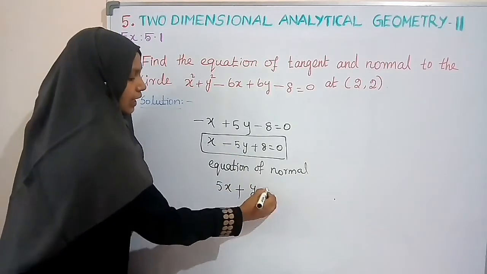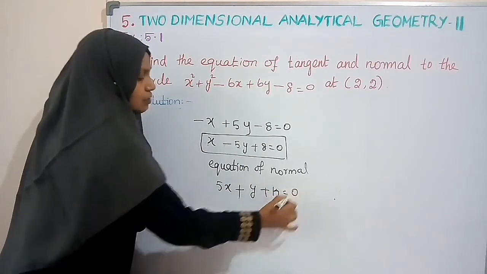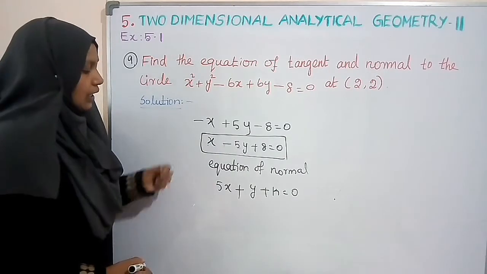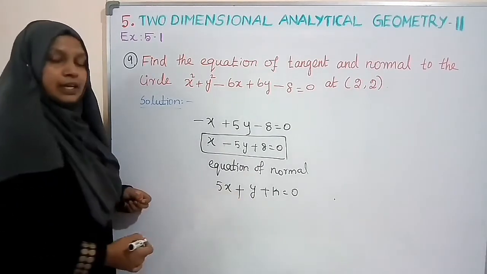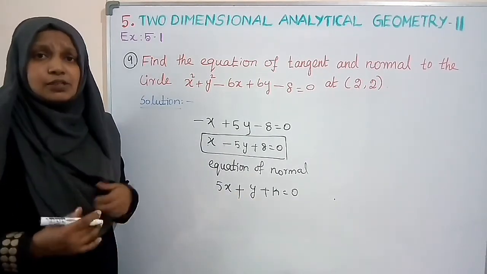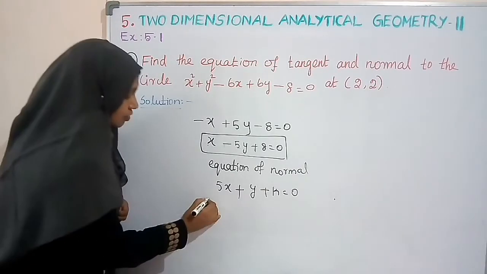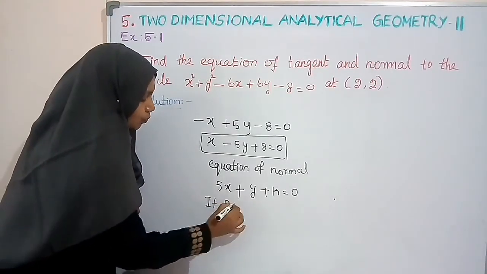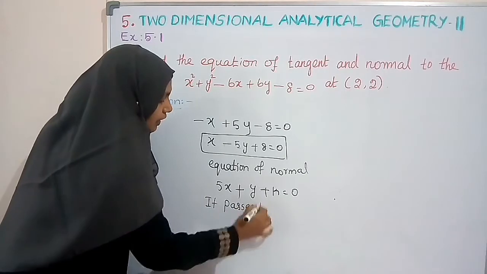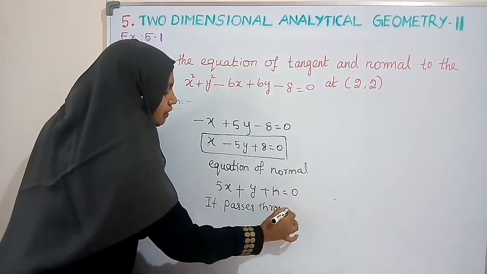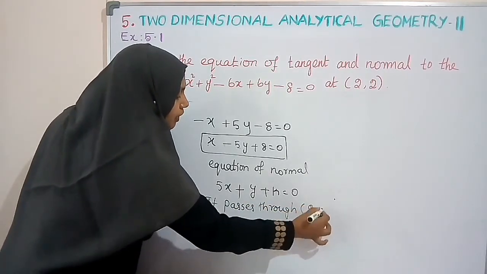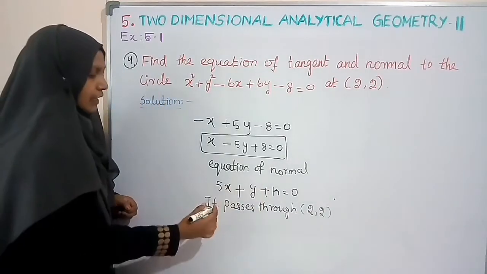5x plus y plus k is equal to 0. Already you know this, okay? Now this is the normal line, and this normal is also passing through the same point of contact. It passes through which point? The same point, (2, 2). So now substitute it for x and y.